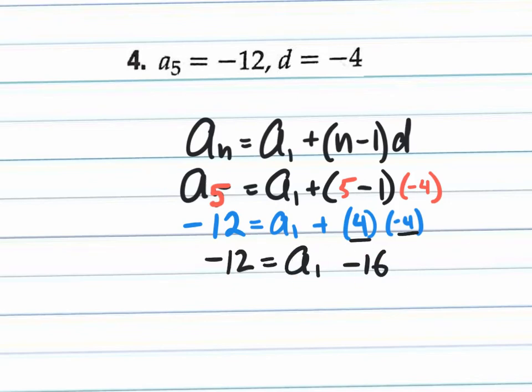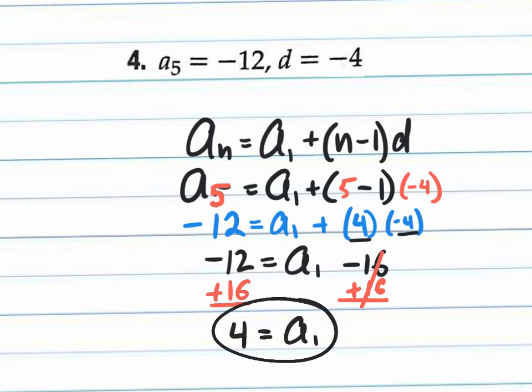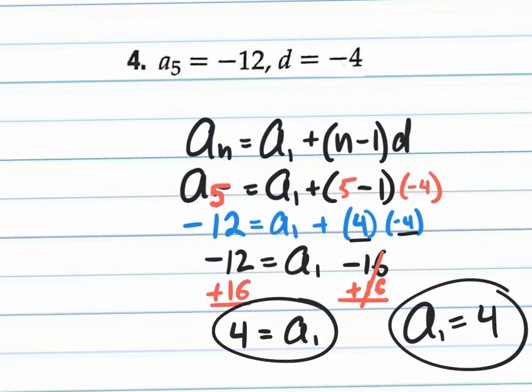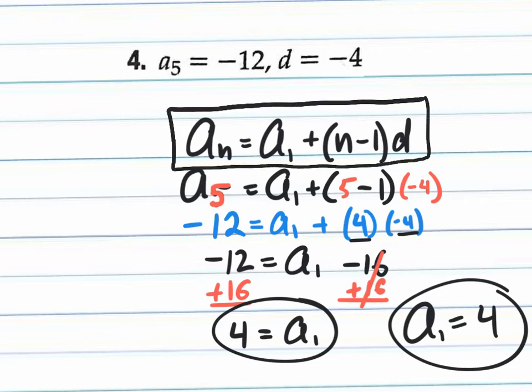I want to get rid of this minus 16. So I'm going to add 16. It'll cancel out. What I do to one side, I do to the other side. I will have 4 equaling a sub 1. a sub 1 equals 4, ladies and gentlemen. So again, whenever they ask you to write your a sub n rule, you need to have that memorized. You need to identify your a sub 1, which happens to be 4 in this case, and your common difference, which happens to be negative 4 in this case.